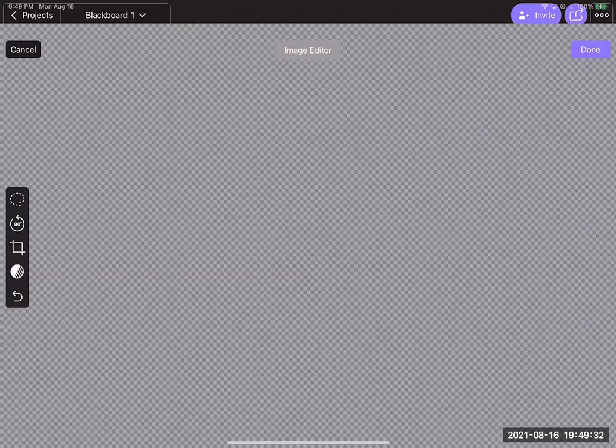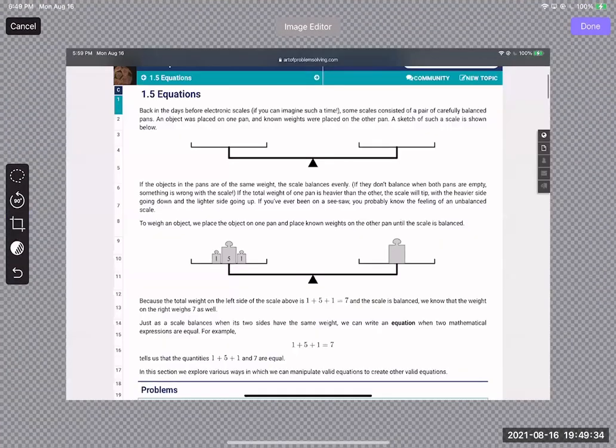So the next section talks about equations, and there's not actually any problems here, so I'm not really going to crop it out. But the big idea here is if we have two things equal to each other, then that equality holds for both sides, right? If we have an equation, that means whatever's on the left is equal to whatever is on the right. For example, here we have 1 plus 5 plus 1 is equal to 7. But what that also means is that 7 is equal to 1 plus 5 plus 1, right? So this is what we like to call the symmetric property, I think.